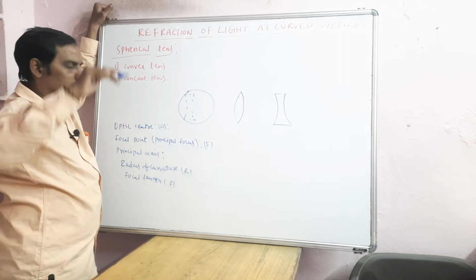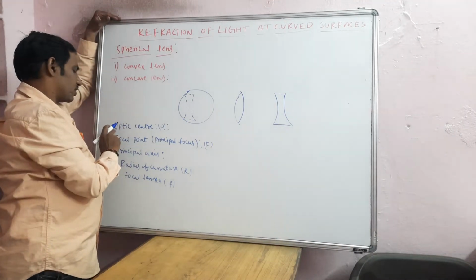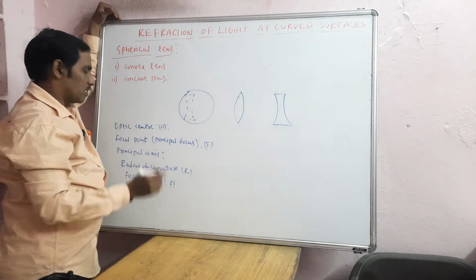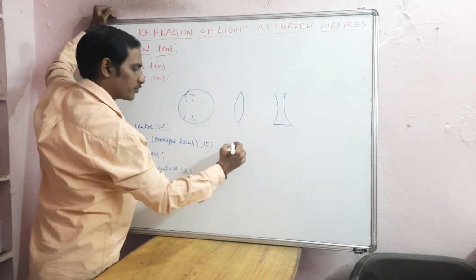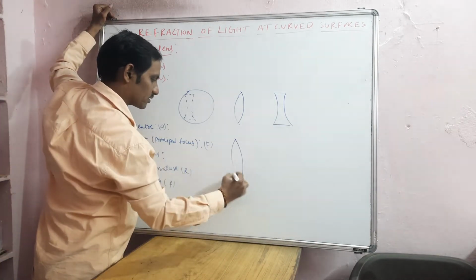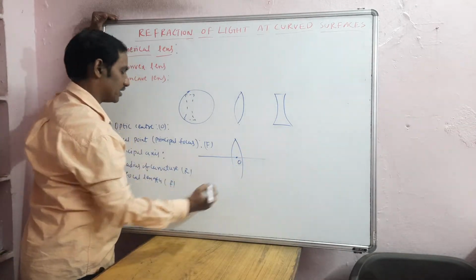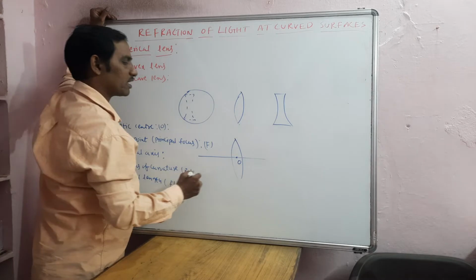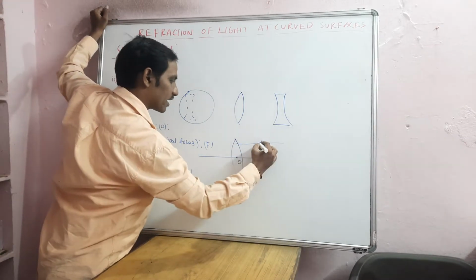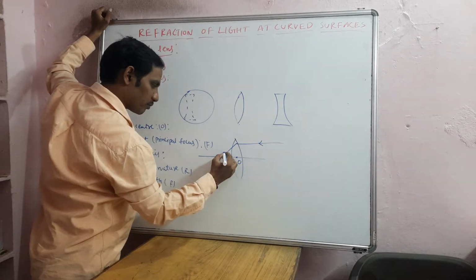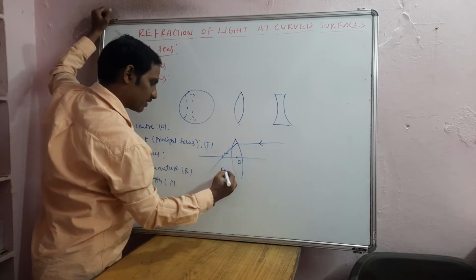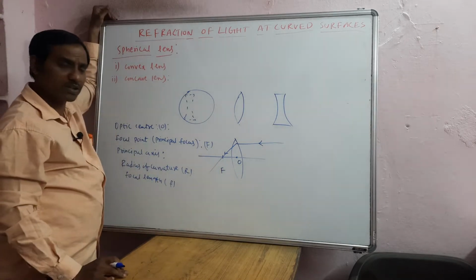When you go through lenses, you will understand the terminology, the terms related to lenses. What is the optic center? For example, if you take a convex lens, the optic center is nothing but the geometric center of the lens. And the focal point: whenever a light ray travels parallel to the principal axis, it will pass through a point on the principal axis. That point is called the principal focus.